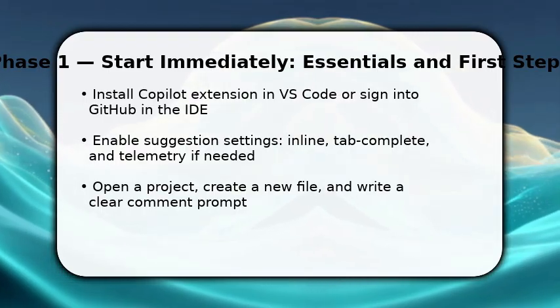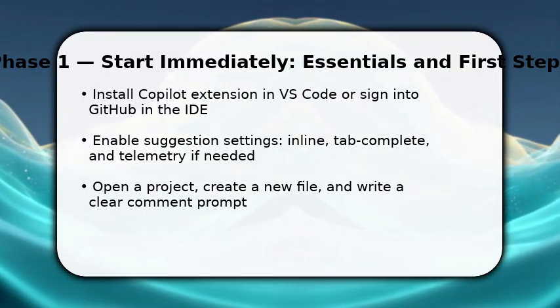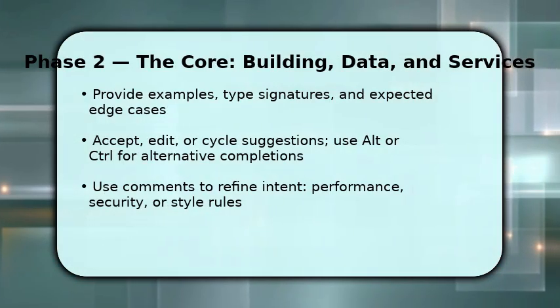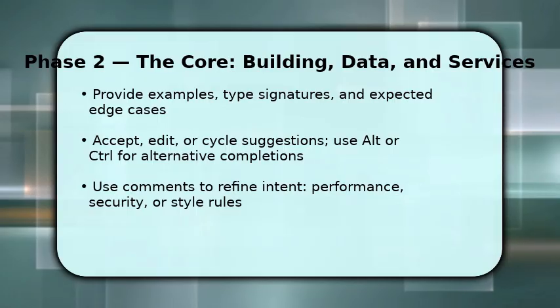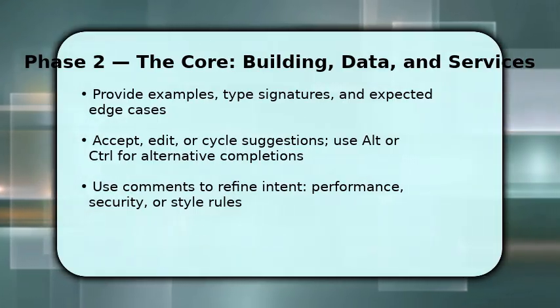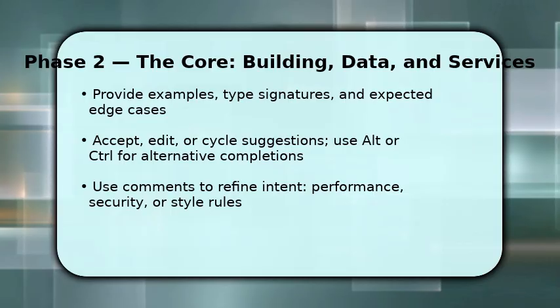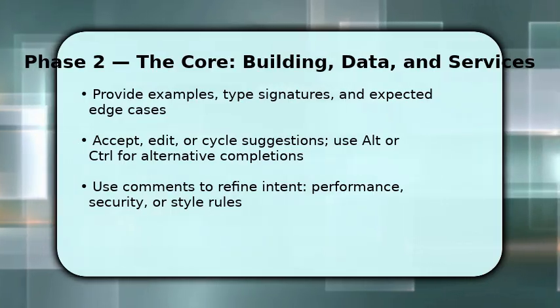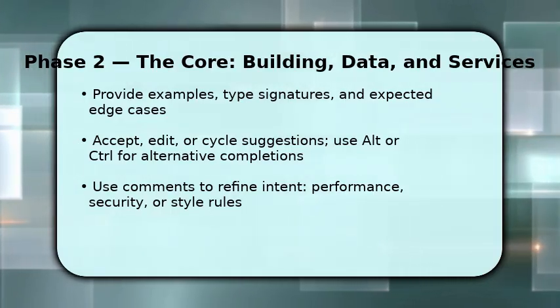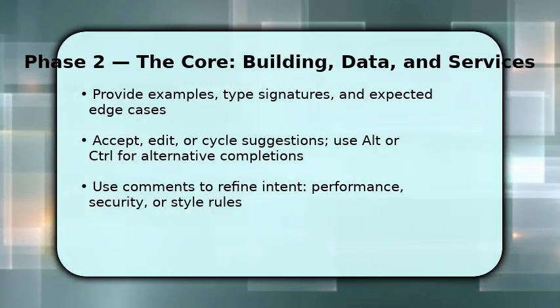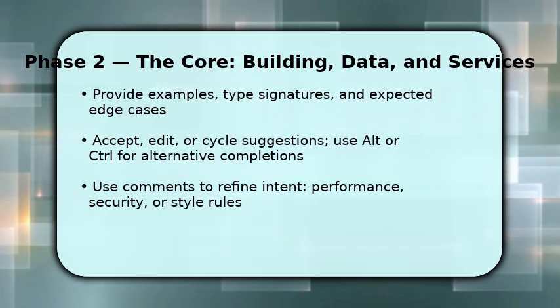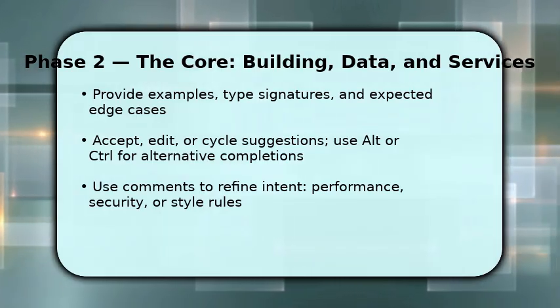Once you have basic suggestions, guide Copilot for precision. You do that by adding type annotations, example inputs, or explicit edge cases in comments, because Copilot learns context from nearby code. When a suggestion appears, accept it, edit it, or request alternatives. Cycle through completions to compare choices. Make sure to include constraints, for example, time complexity or security requirements.